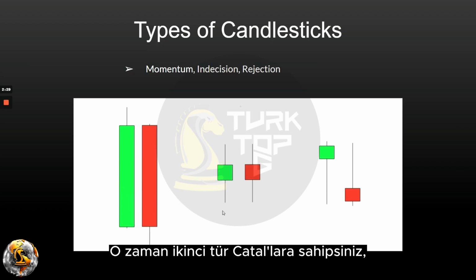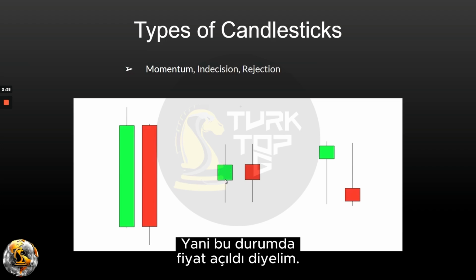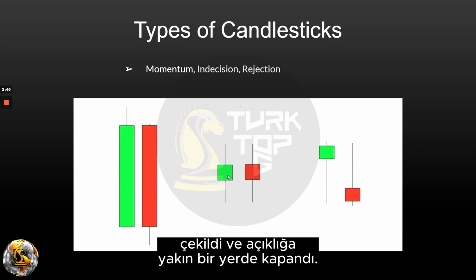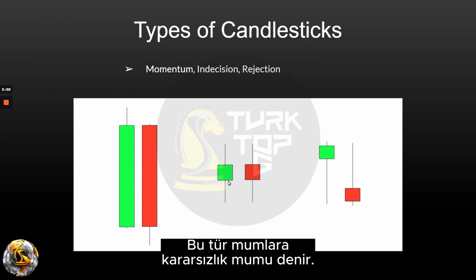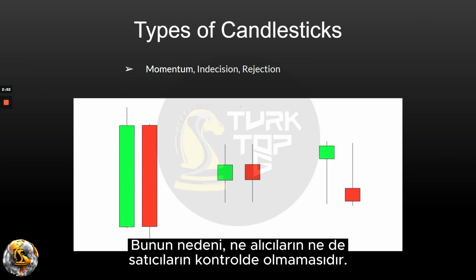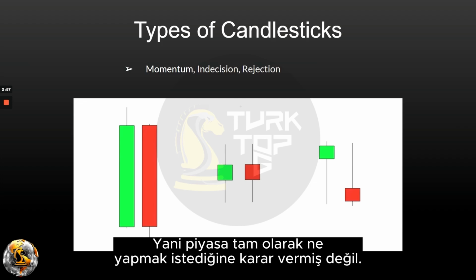And then you have the second type of candles, which have long wicks and a small body. So in this case, let's say the price opened, it tried to go up, could not, was pulled back, then it tried to go lower, could not, pulled back, and closed somewhere near the open. This type of candle is called an indecision candle. That's because neither buyers nor sellers are in control. So the market has not really decided what it wants to do.